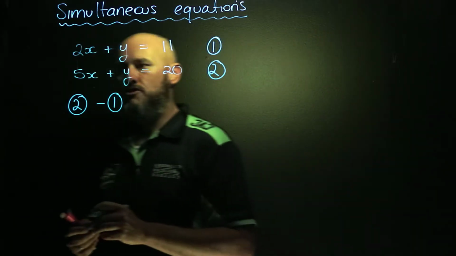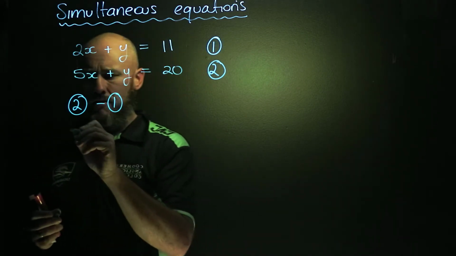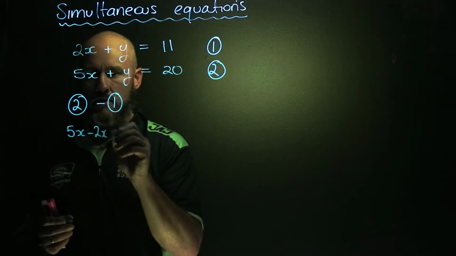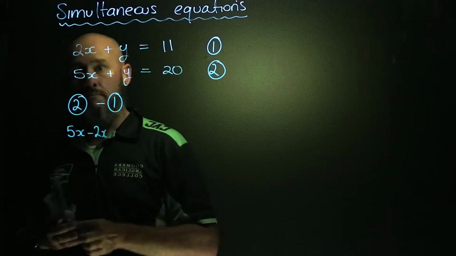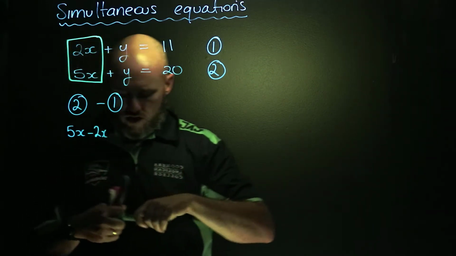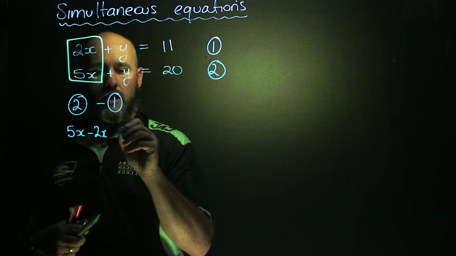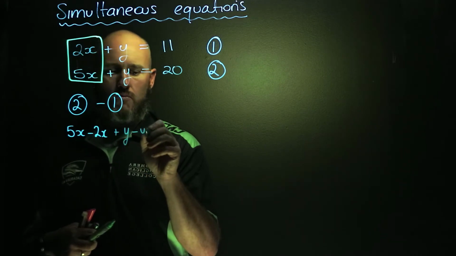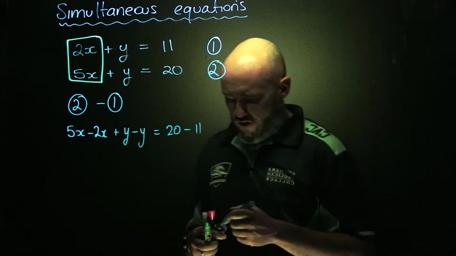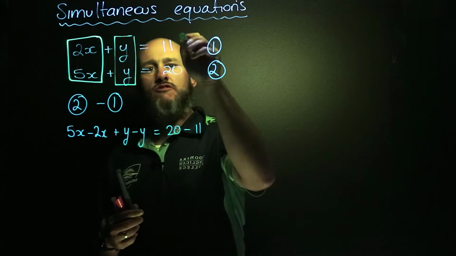But equation 2 minus equation 1 will mean that I've got, and this is going to be the long form, I'll do the short form later on, 5x minus 2x. That comes from here. So think of it like you're subtracting something in the tens, hundreds, ones column, etc. And then I've got y minus y, and that's equal to 20 minus 11. And we've done this very specifically because our y minus y is going to be 0.